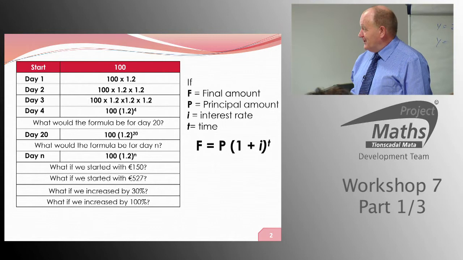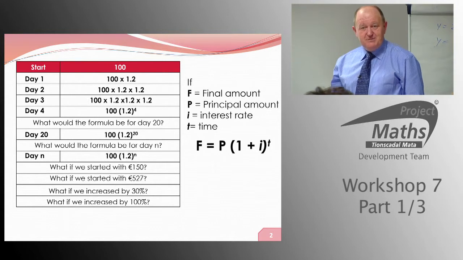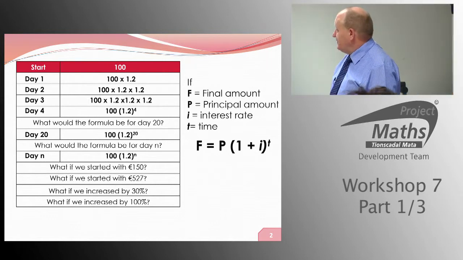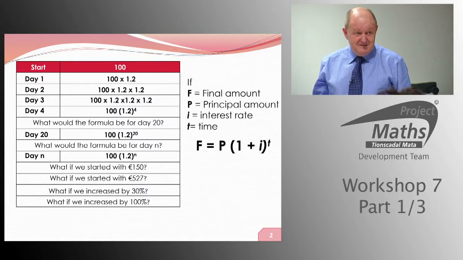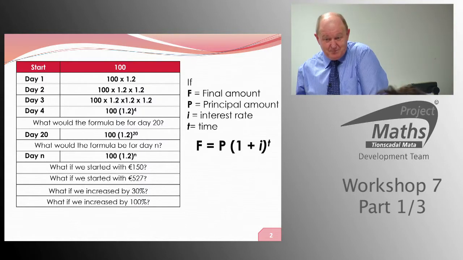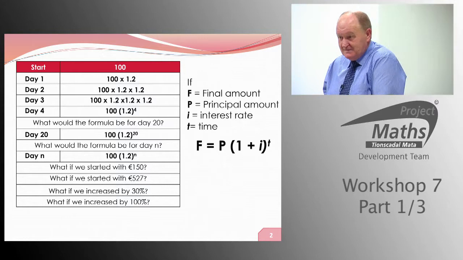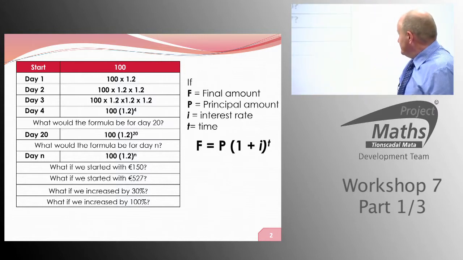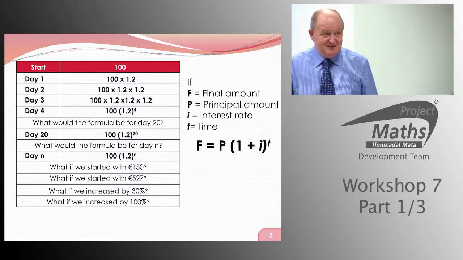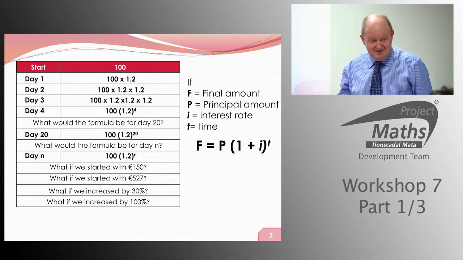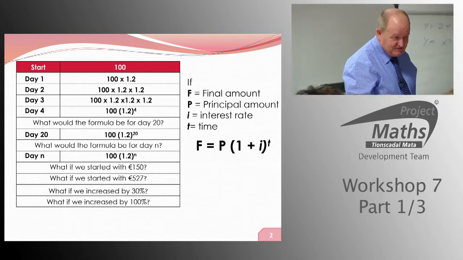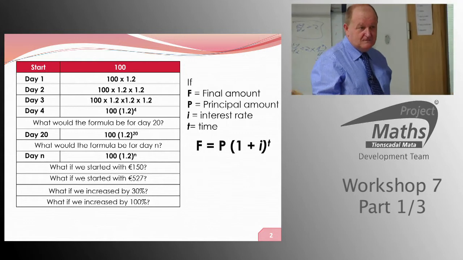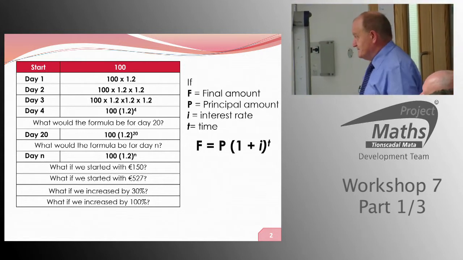Now, a couple of variables, if we change it around, instead of using €100, if we use 150, it'll be 150 by 1.2 to the power of n, won't it? Is that okay with everybody? What if we started with 527? Same question again. What is it? 527 by 1.2 to the power of n.